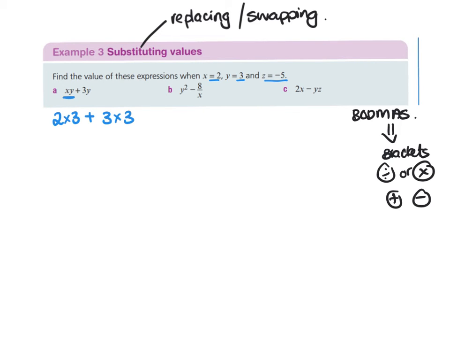So over here in this first one, I've got to do the multiplications first, all right? So what's 2 times 3? 6 plus, because I can't do that one yet because there's another multiplication there. What's 3 times 3? 9. And then you've got 6 plus 9, which is 15. So that's the answer to A.